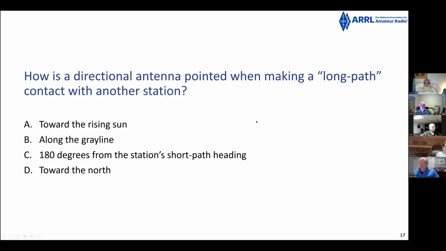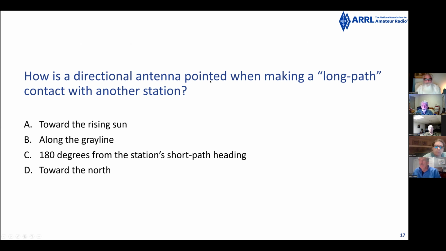How is a directional antenna pointed when making a long path contact with another station? A, toward the rising sun, B, along the gray line, C, 180 degrees from the short path heading, or D, toward the north? Guesses, anyone? C. Don't hesitate. Yeah, I hear C, Charlie. And in fact, that is the answer. 180.